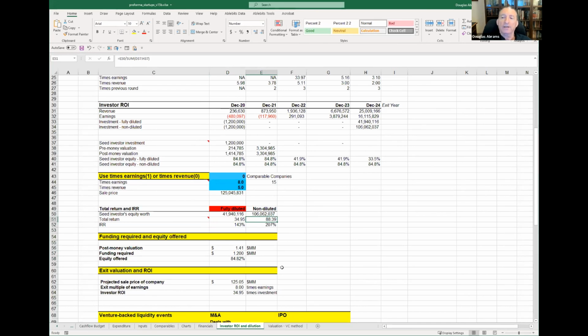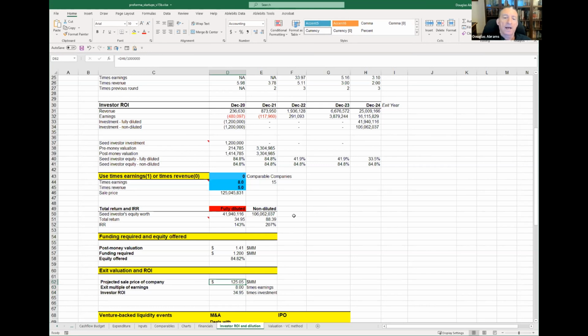This goes back to our whole calculation about dilution affecting return. If there was 0 dilution, they would have had 88x instead of 34x, because they were diluted significantly in this scenario. They started out with 84%, and by the exit, they only had 33%. So they're actually diluted more than 50%, and you can see how that dramatically reduces their ROI. So this is the exit multiple of earnings, the investor ROI, and the sale price of the company.